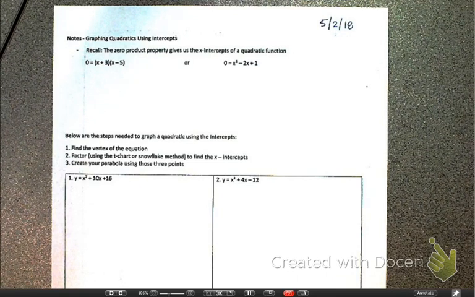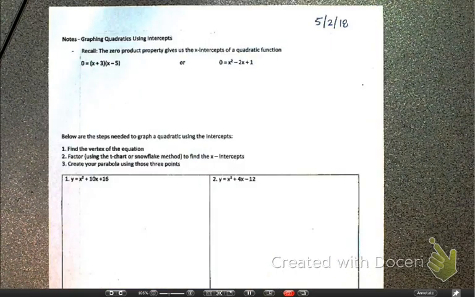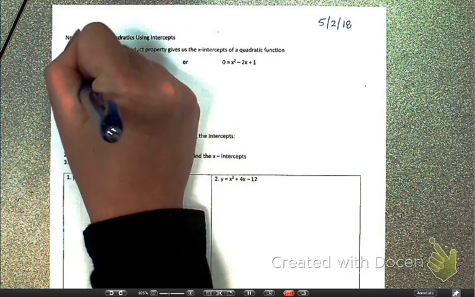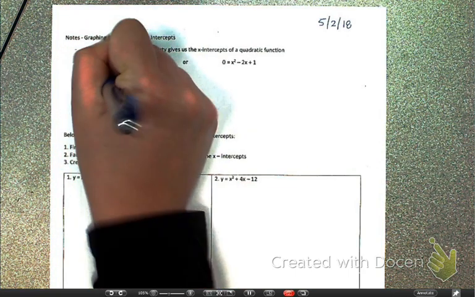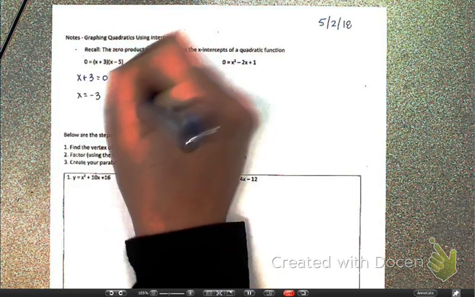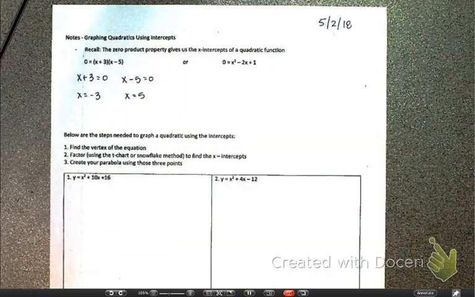So in the warm-up, I referenced the zero product property. We now remember what the zero product property is, right? So for this first part, if I wanted to solve for the x-intercepts of the quadratic function, I would set each term equal to 0 and would be able to solve that way. Okay, that's what we just did in the warm-up.